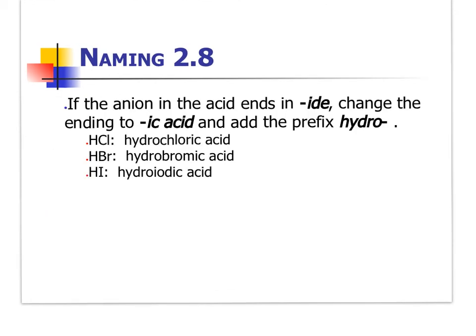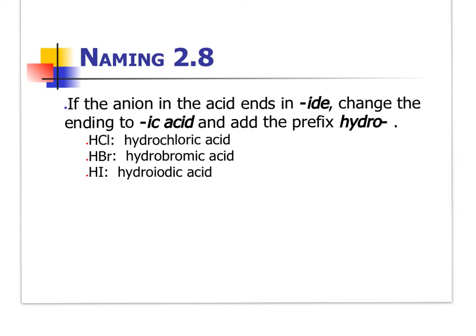Now, the acids tend to give most students fits. I'm not exactly sure why. There aren't too many rules for them. It's just that they have some different things that happen. If the anion on the acid ends in IDE, such as chloride, you change the ending to ic and add the prefix hydro, so hydrochloric acid. So you have HCl.